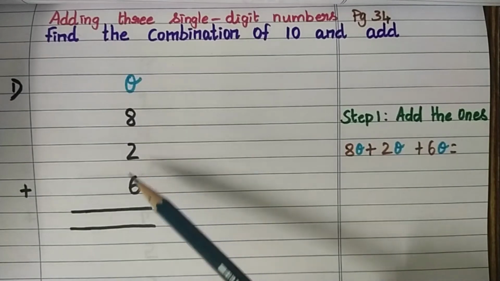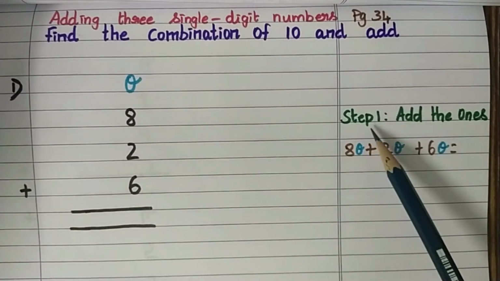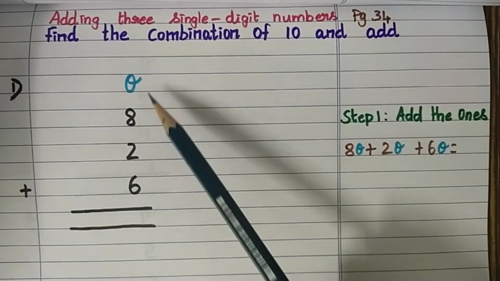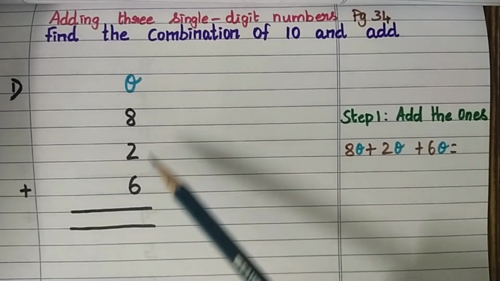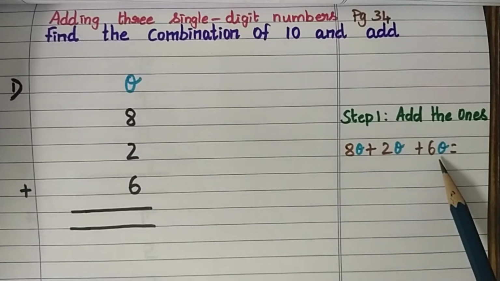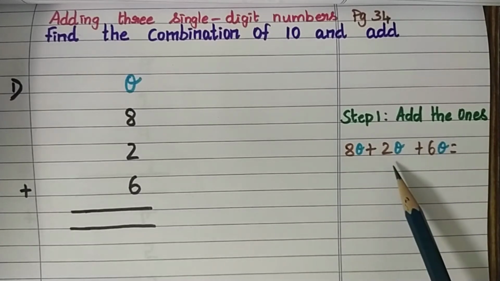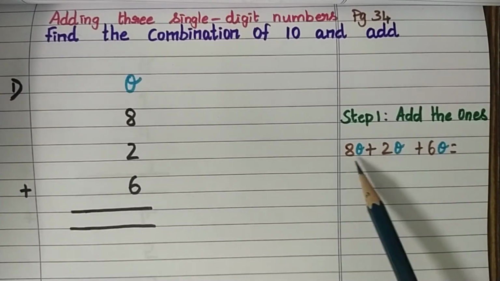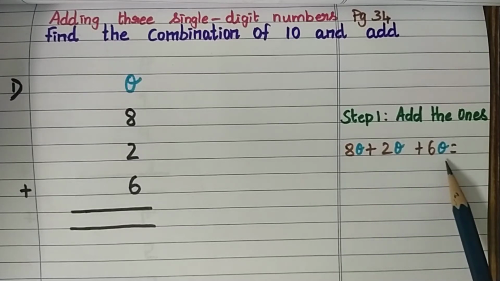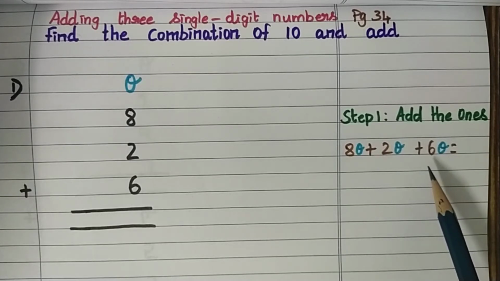In adding three single digit numbers, step 1, add the ones. In ones place, we have 8 ones, 2 ones and 6 ones. 8 ones plus 2 ones and 6 ones. Don't add all the three numbers, children. First, we need to find the combination of two numbers which give a 10. Which two numbers give a 10? Think. I will teach you one small trick how to find the combination of 10.